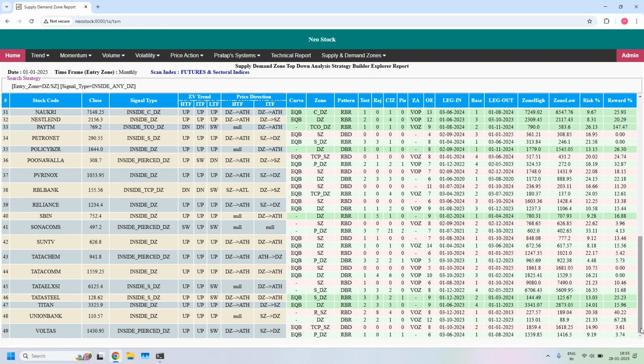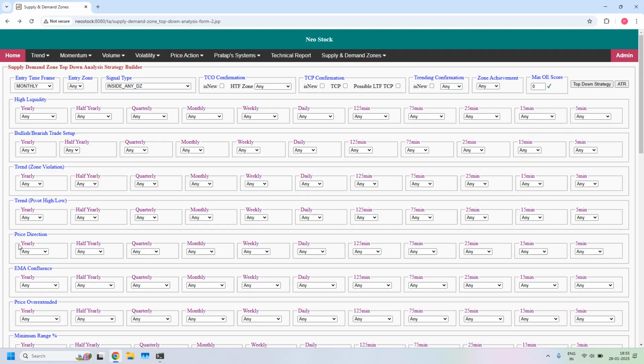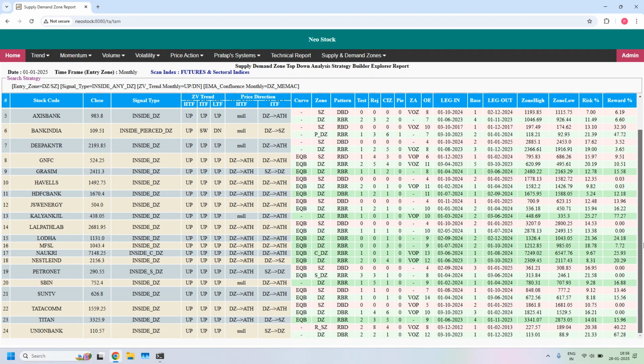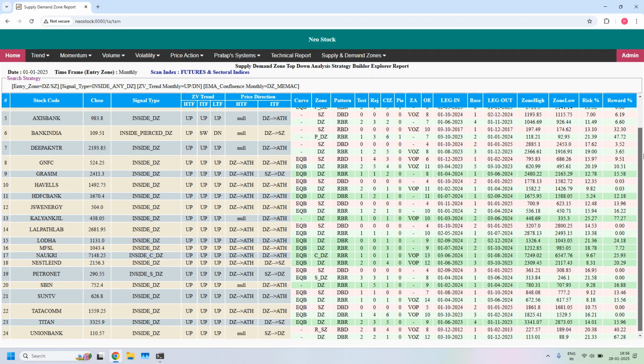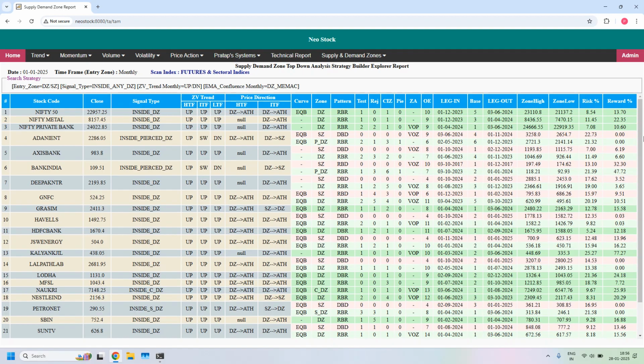So total 49 stocks are filtered. We can further reduce this list by setting the high probability parameter, EMA Confluence, for the monthly demand zone. So in the EMA Confluence at monthly time frame, I am setting the filter monthly demand zone having monthly EMA Confluence, and trend on the monthly time frame should be either up or down. Let's filter. Now the list is reduced to 24 stocks, and the first 21 stocks in the list.